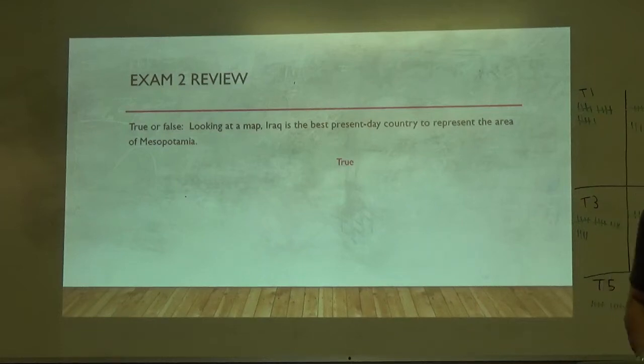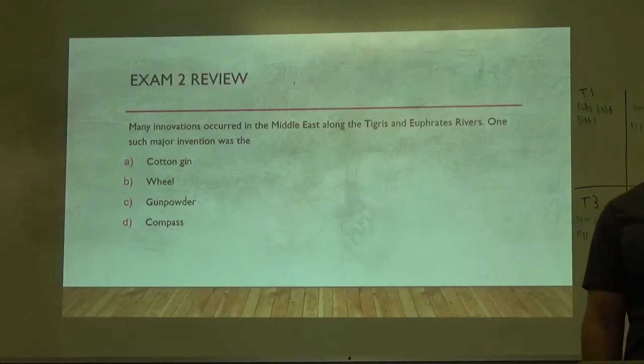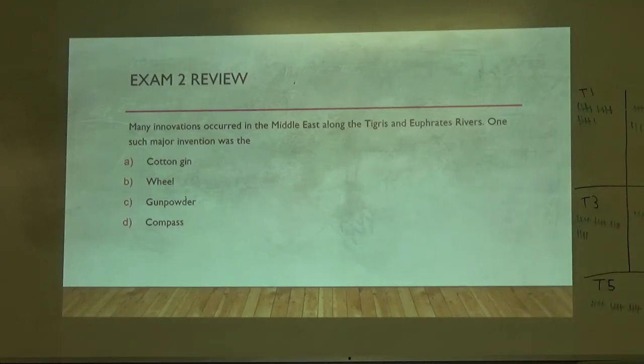All right. Many innovations occurred in the Middle East along the Tigris and Euphrates Rivers. One such major invention was, is it A, the cotton gin, B, the wheel, C, gunpowder, or D, the compass? Okay. Answers in 3, 2, 1. What is it? Every team says the wheel. You are correct.